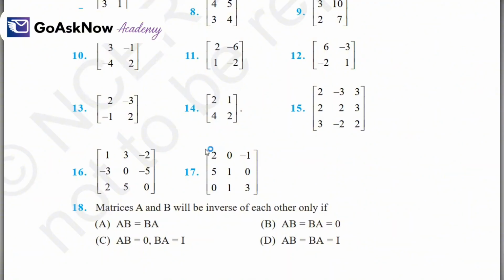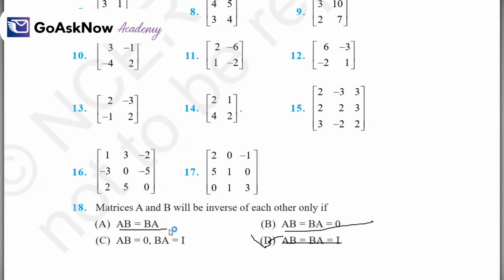Matrices A and B will be inverse of each other only if AB is equal to BA is equal to 0, AB is equal to 0, BA is equal to I, or AB is equal to BA is equal to I. So this is the final correct option, option D should be correct here: AB is equal to BA is equal to I.